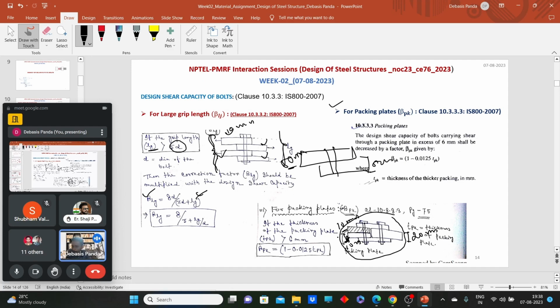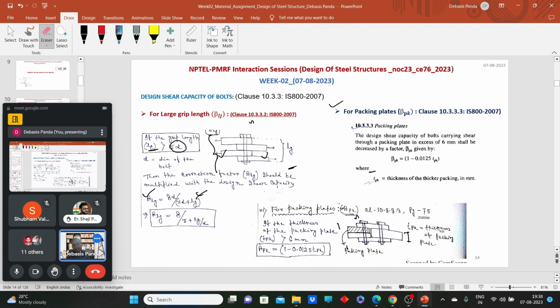What do you understand about the packing plates? The packing plate will not contribute anything towards the load calculation, the load distribution, or the load transfer mechanism. In some joints where this kind of packing plate may be used, if the thickness of the packing plate exceeds 6 mm, that means Tpk, the thickness of packing plate, exceeds 6 mm, this clause applies.